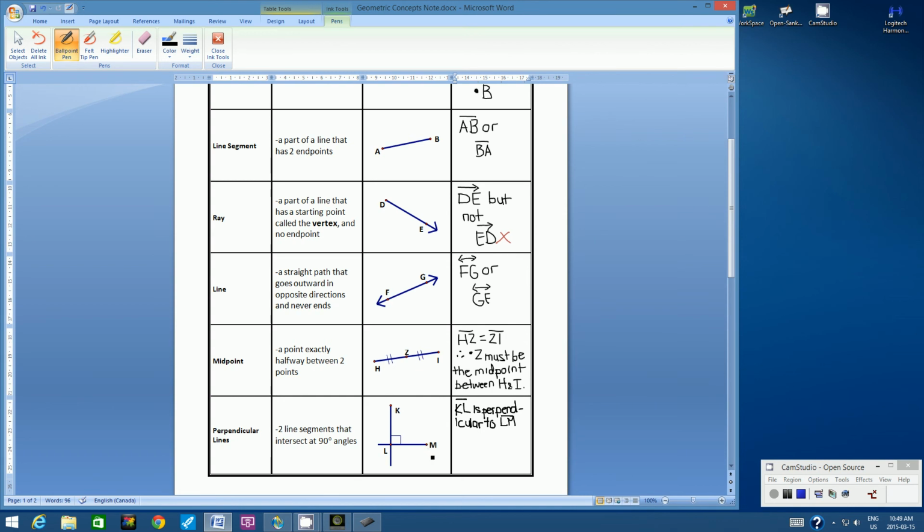So how do we show that in geometric symbols? Well, we can say KL is perpendicular to line segment LM. This is the symbol here that shows perpendicular. This is the thing I want you to remember, this symbol right here. It kind of looks like an upside down T or like a thumbtack. Or we can write it the opposite way: line segment LM is perpendicular to line segment KL.